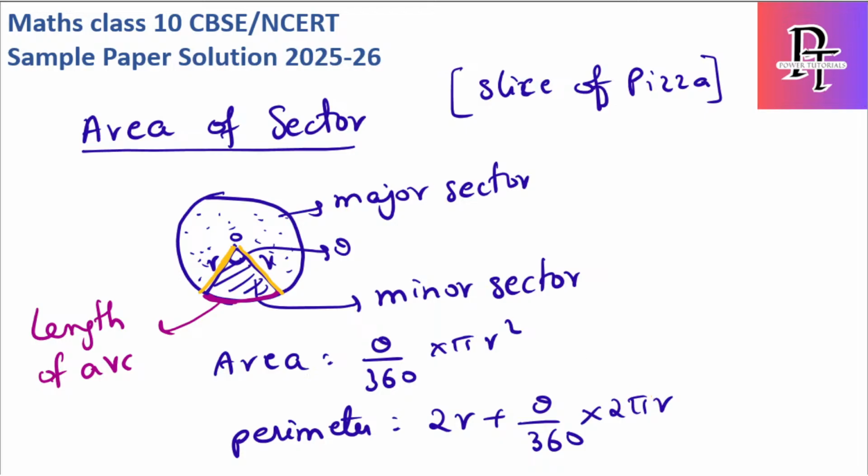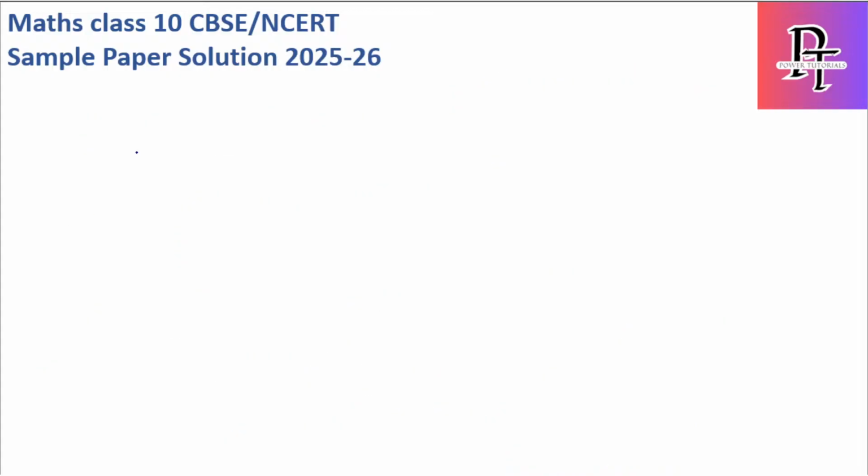So this part is arc length. Okay, so sector, all the 3 formulas are covered. Now let's cover the other topic from this chapter, which is segment.